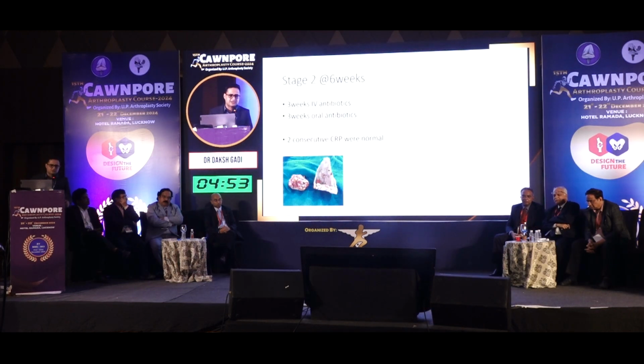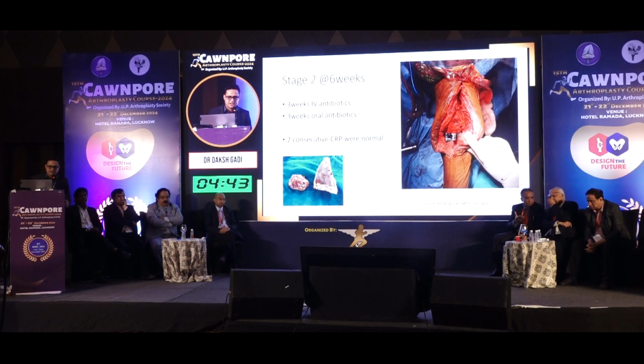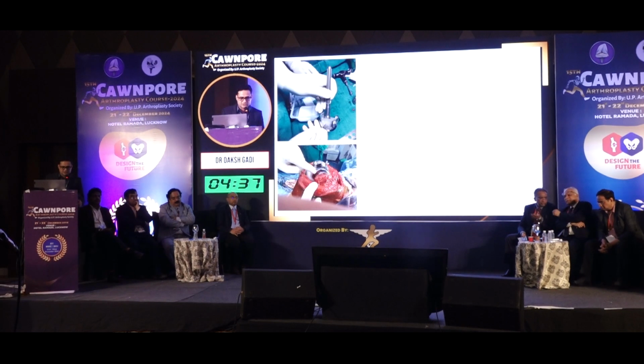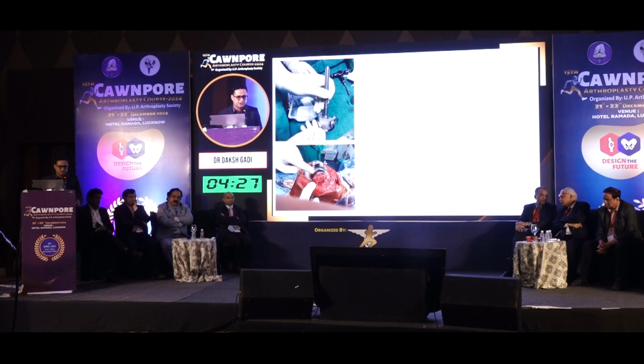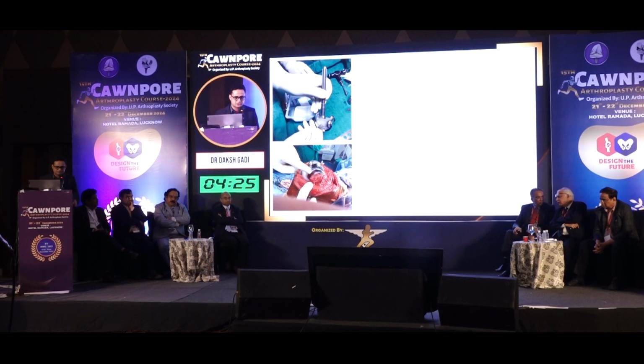Stage 2 was done at 2 weeks. 3 weeks of IV antibiotics were given, and 3 weeks of oral antibiotics were given, and 2 consecutive CRPs were normal. This is the articulating spacer, and on second stage, a good rectangular extension gap was there. But there was a bony defect in the posterior condyle, and distally, in the lateral condyle, there was a distal bony defect, so augment was also used.